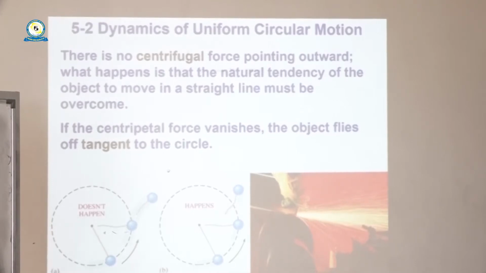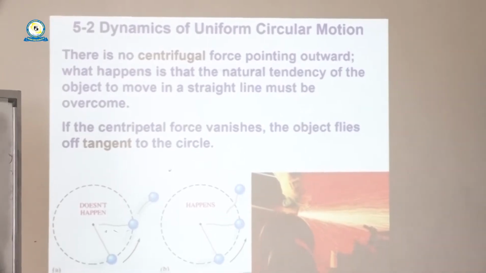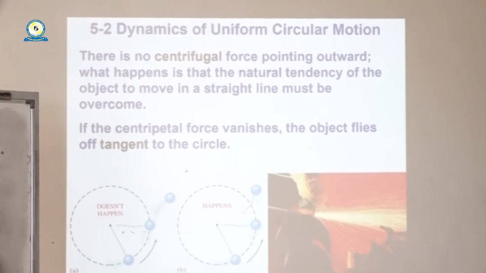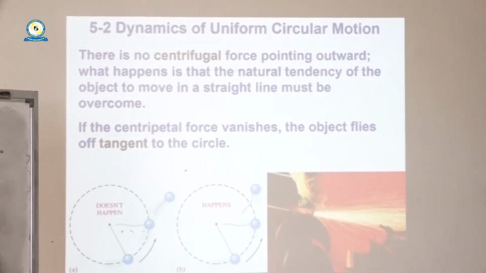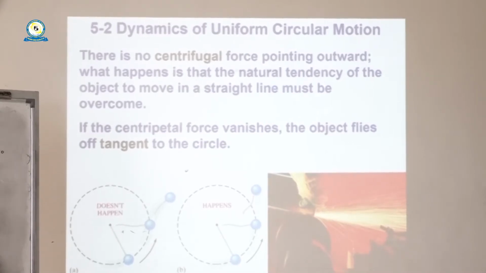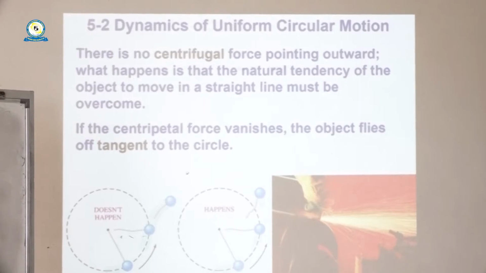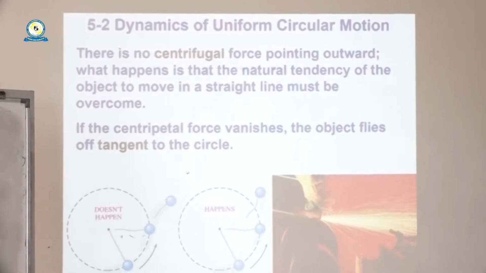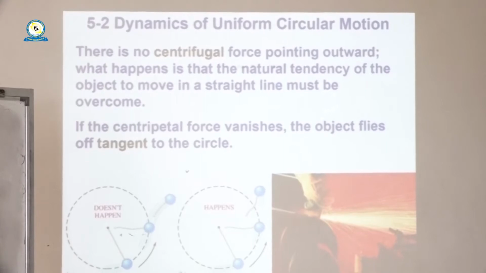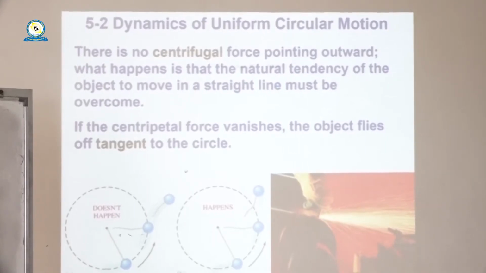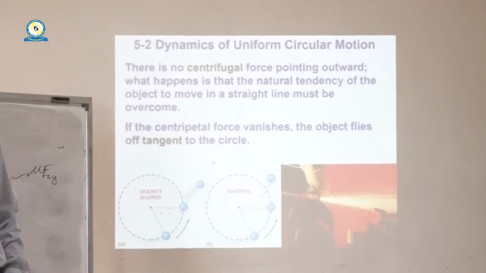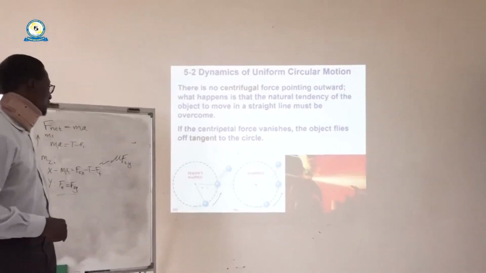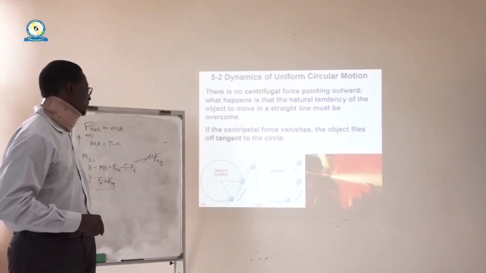There is no centrifugal force pointing outward. It means the force will act inward. What happens is that the natural tendency of the object to move in a straight line must be overcome. If the centripetal force vanishes, this is your rope, if you cut it, it means the force vanishes.